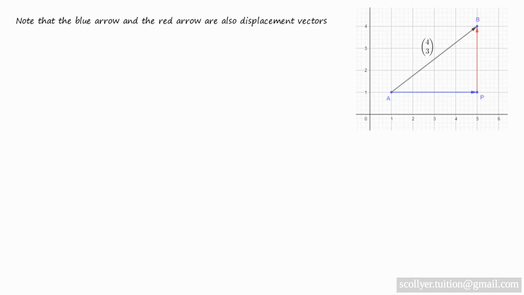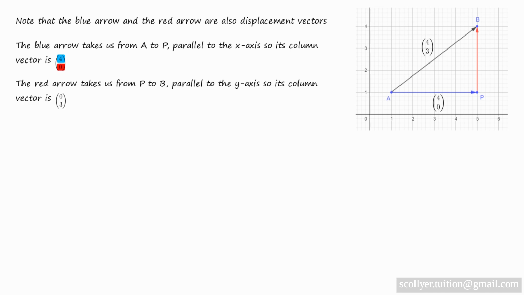We see here the 4, 3 column vector that goes from A to B. In addition, we see the blue arrow that goes from A to P and the red arrow that goes from P to B. And we can note that those arrows are also displacement vectors. The blue arrow runs parallel to the x-axis, so its column vector is 4, 0. That's because it takes us 4 units in the x direction and 0 units in the y direction. The red arrow runs parallel to the y-axis, so its column vector is 0, 3: 0 in the x direction, 3 in the y direction.